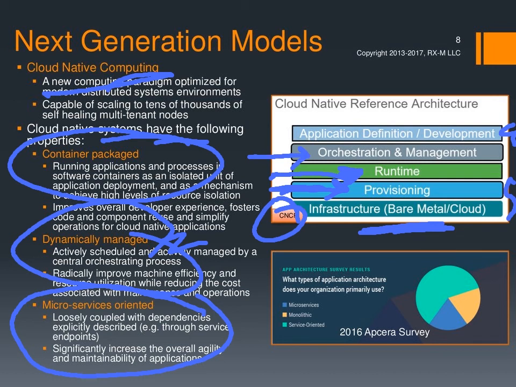And then you have the orchestration and management piece. That's where Kubernetes, Swarm, Marathon, Aurora, something like that fits in there. Rancher, perhaps. Rancher version 2 is built around Kubernetes and other platforms. And then at the top, you've got application definition and development. So this is where you specify the way that you want your application deployed.